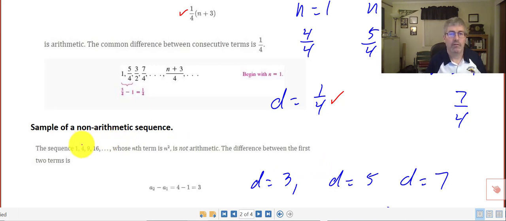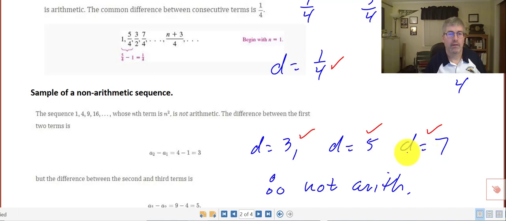So the difference in this sequence, 1, 4, 9, and 16, we have a difference of 3, a difference of 5, then a difference of 7. So that is not an arithmetic sequence.